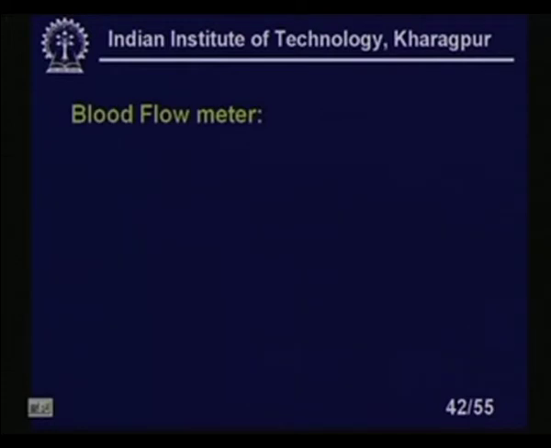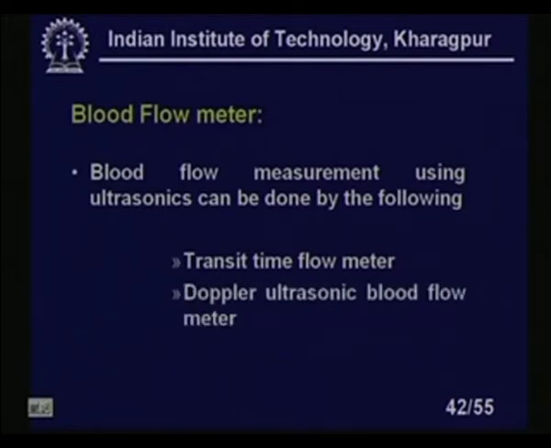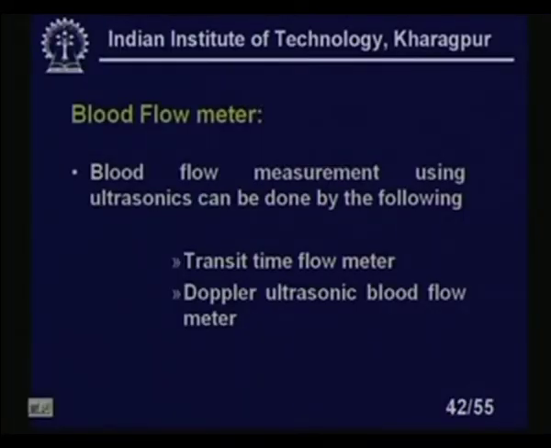Now, blood flow meters. The basic principle is the same as transit time flow meters and Doppler shift flow meters, but the same principles are also used for measurements of blood flow in the artery. Blood flow measurements using ultrasonics can be done by transit time measurement flow meters and Doppler ultrasonic flow meters, Doppler shift. We have discussed this in great detail in our flow meter lessons, so I will not go into much detail. In context with biomedical instrumentation, I will discuss nothing more than that.